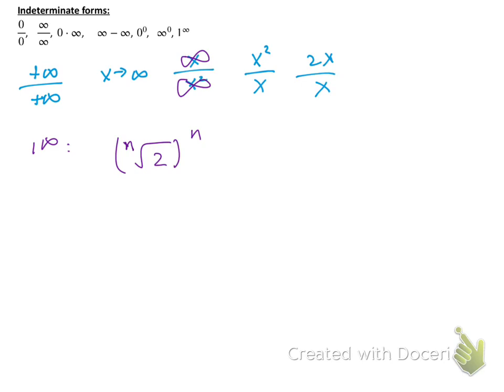When n goes to infinity, the nth root of 2 goes to 1, because you're asking what number to the 10th power equals 2, what number to the 20th power equals 2. The number gets closer and closer to 1. But meanwhile, you have the nth power. As n approaches infinity, this is a 1 to infinity case.